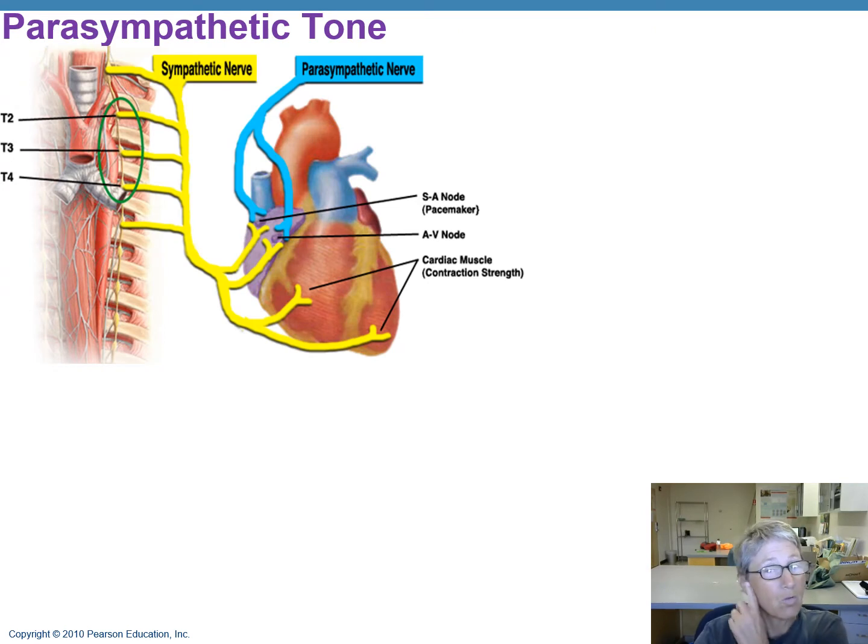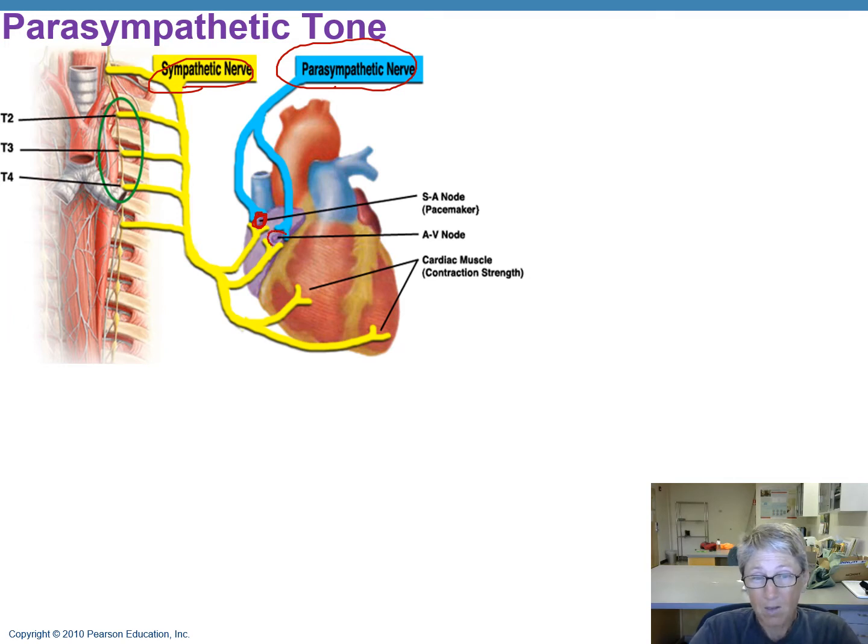This cartoon shows parasympathetic tone. The previous one was sympathetic tone. Here are the parasympathetic nerves, and it shows them innervating the heart. And then the sympathetic nerves also innervate the heart. Both parasympathetic and sympathetic divisions innervate the pacemaker. That sets the rate of your heartbeat.